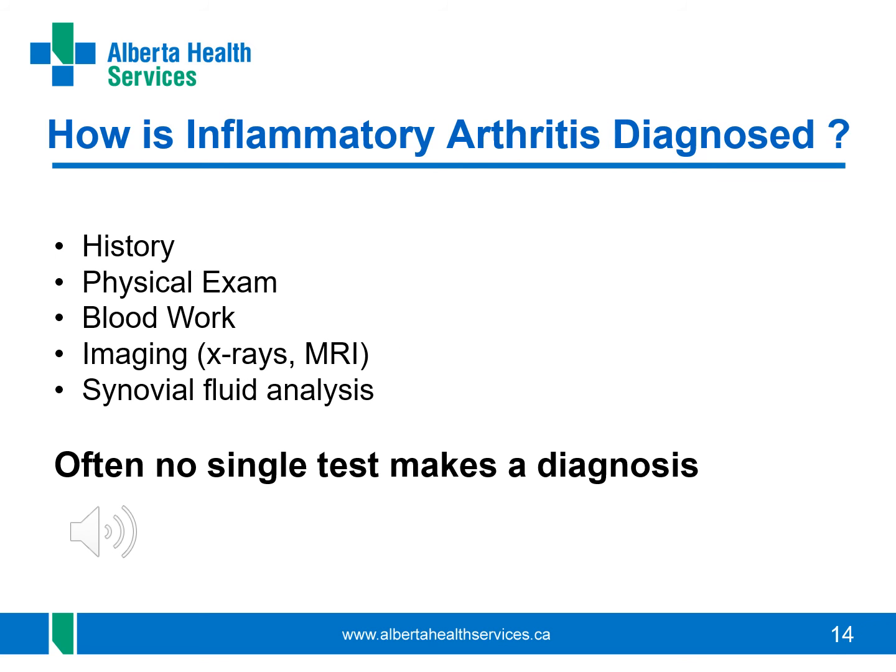So how do we diagnose inflammatory arthritis? The diagnosis is based on several things. The history, so what the patient tells us in terms of symptoms, physical exam, blood work, imaging including X-rays and MRI, as well as joint fluid analysis. Often, we use more than one component to help make a diagnosis.